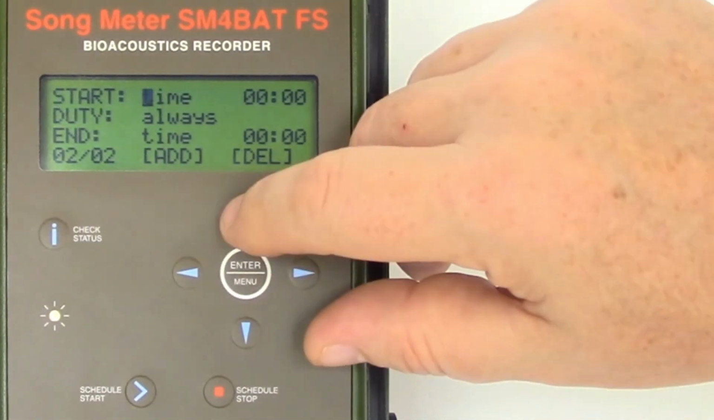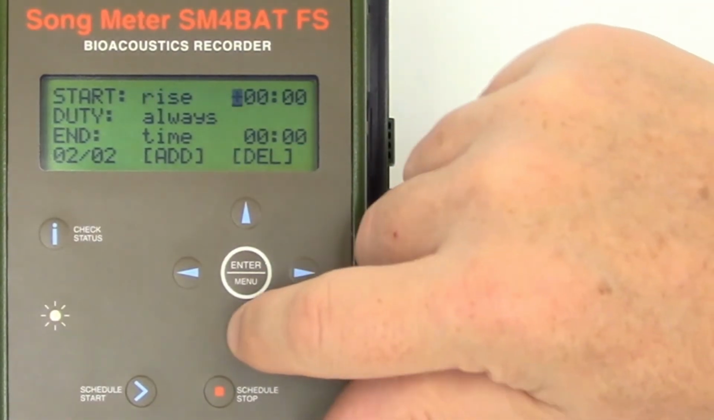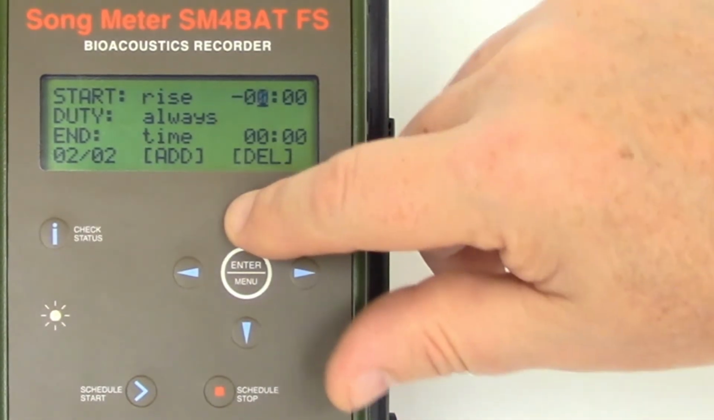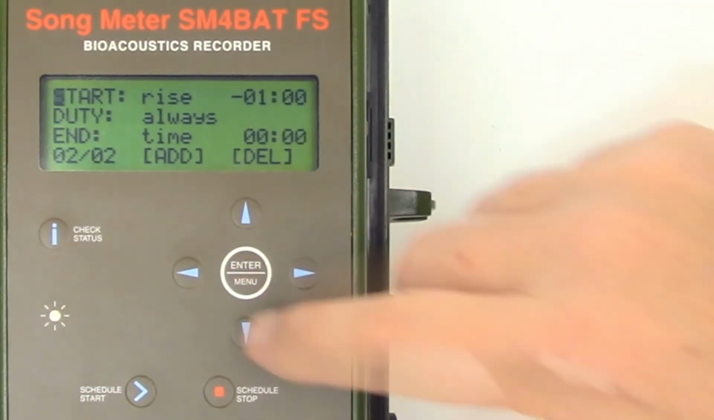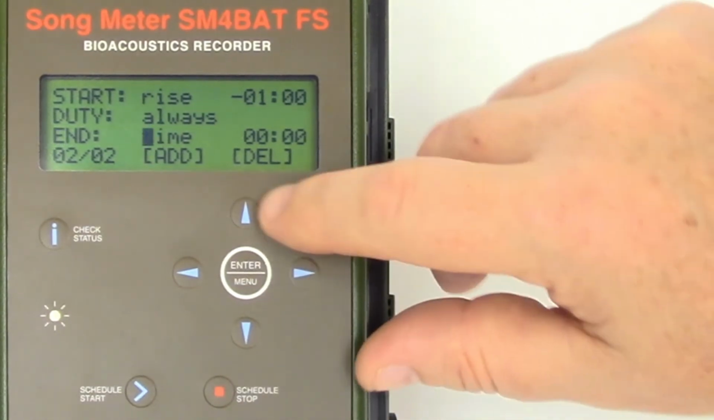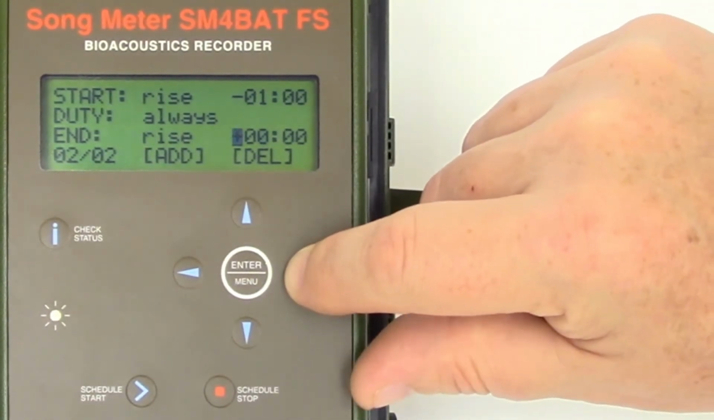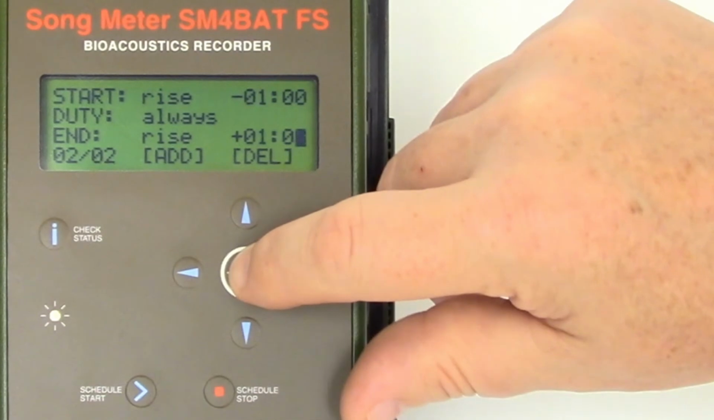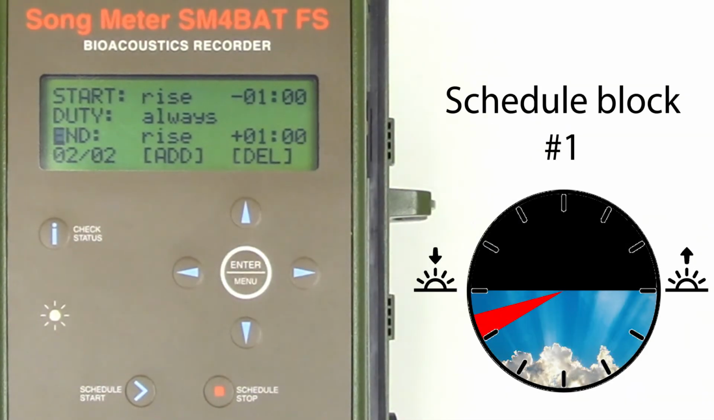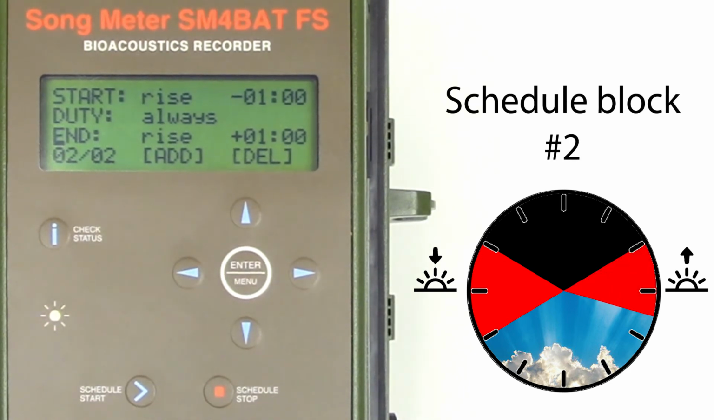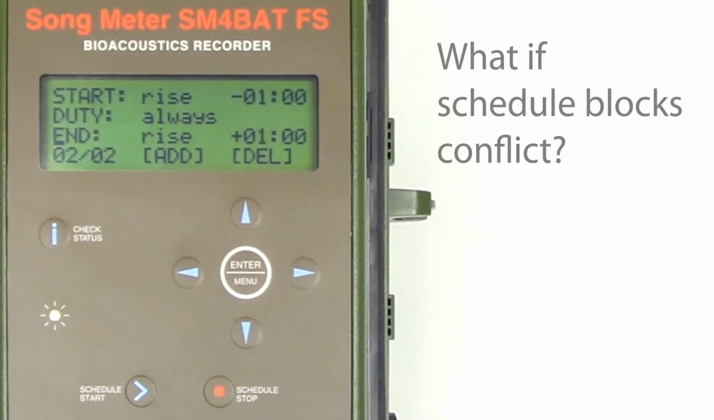I'll set the start time to 1 hour before sunrise. I'll set the end time to 1 hour after sunrise. Now, by using these two schedule blocks, the SM4 will go into its record cycle an hour before sunset and stay in that mode until 1 hour after sunset. At 1 hour before sunrise, the second schedule block will start the next record cycle, which will continue until 1 hour after sunrise.